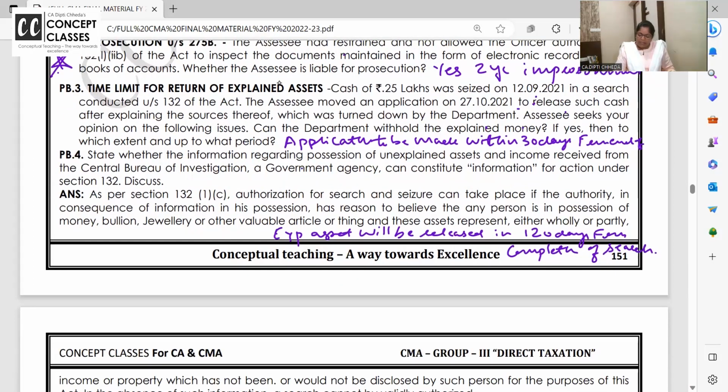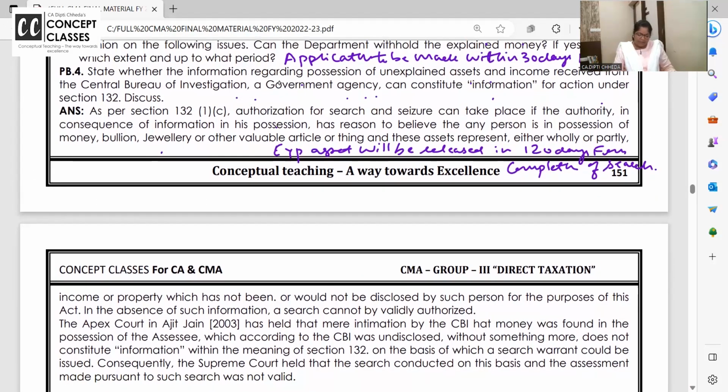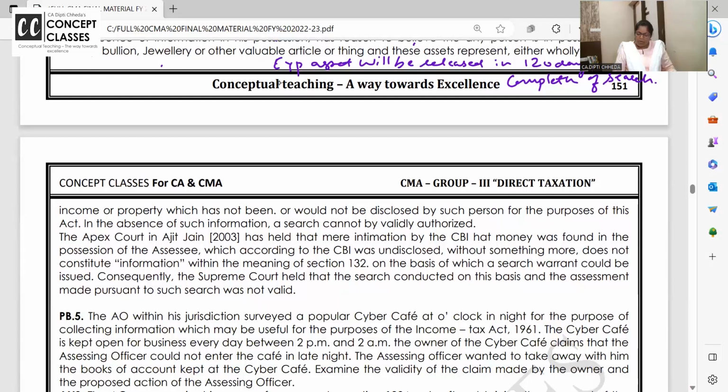State whether information regarding possession of unexplained assets and income received from the Central Bureau of Investigation, a government agency, can it constitute information for action under 132? Can they take it as action and can they do? कहीं से अगर CBI से report मिला है, yes. 132(1)(c) authorization for search can take place if the authority in consequence of information has reason to believe that any possession of money, bullion, jewelry is there, or would not be disclosed by such person. In the absence of information, a search cannot be validly authorized.